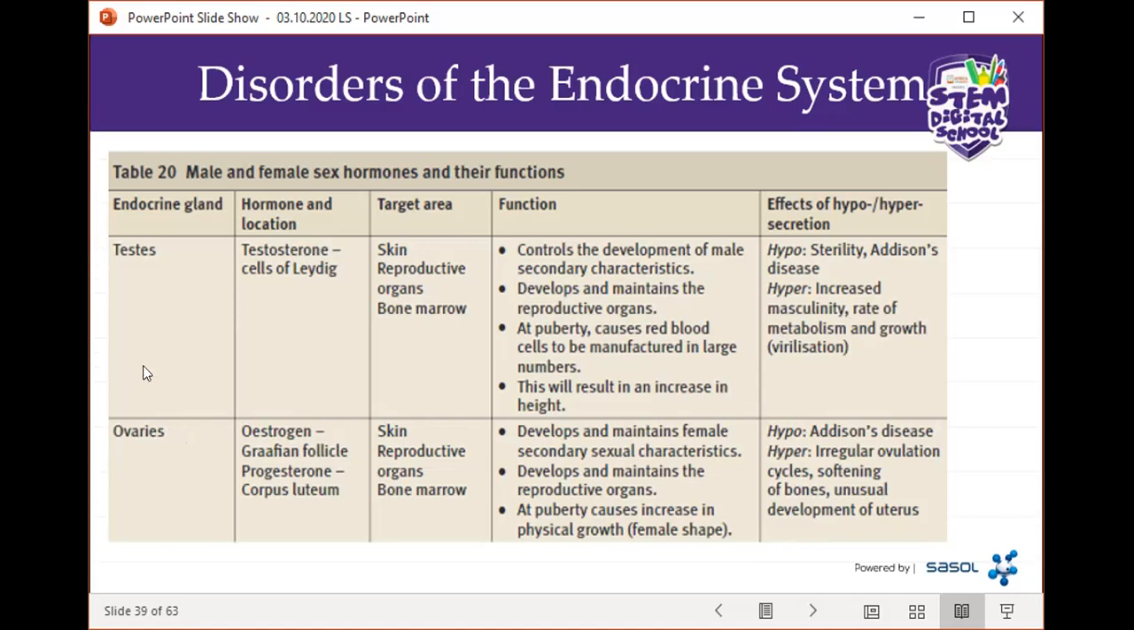Right. So then when we move on to the ovaries, which secrete estrogen as well as progesterone, a hyposecretion of both these hormones might cause Addison's disease. Then hypersecretion of estrogen and progesterone would cause irregular ovulation cycles, the softening of bones, and then unusual development of the uterus. Right.